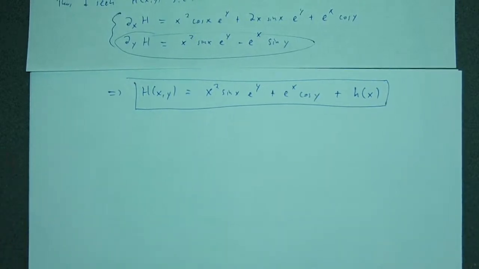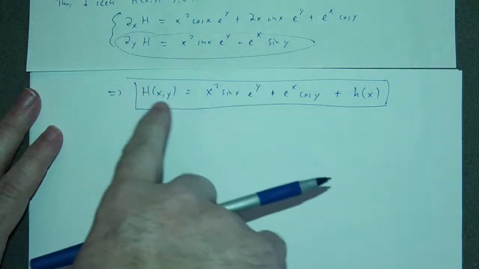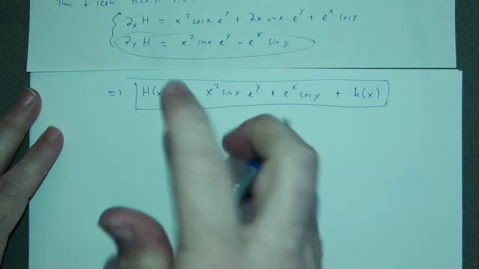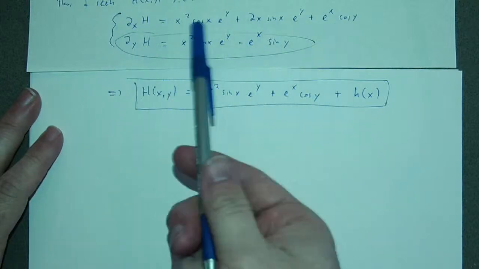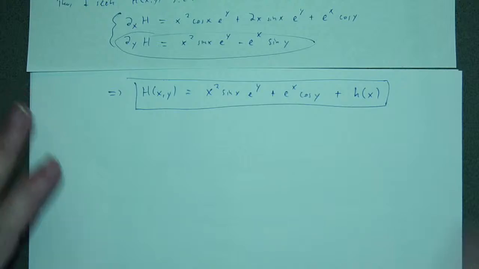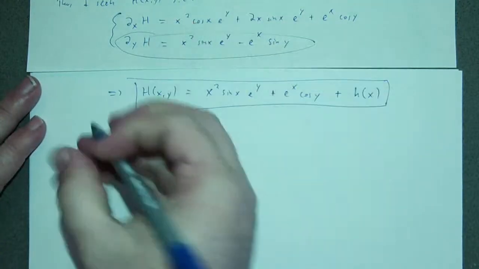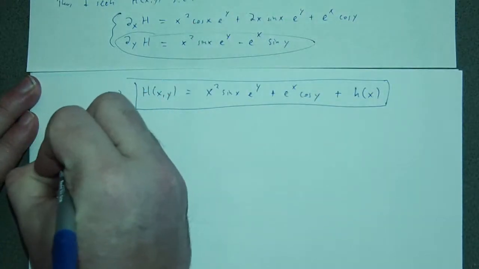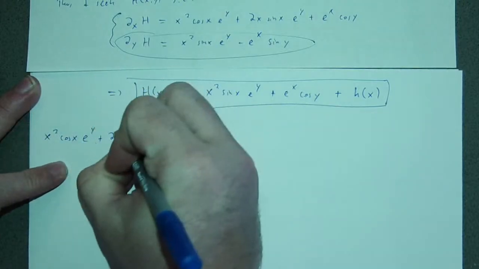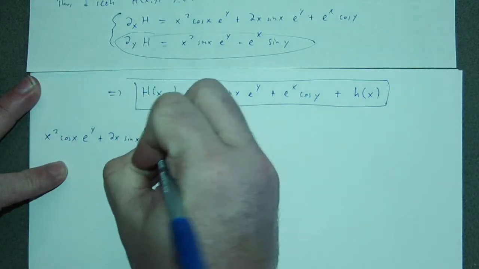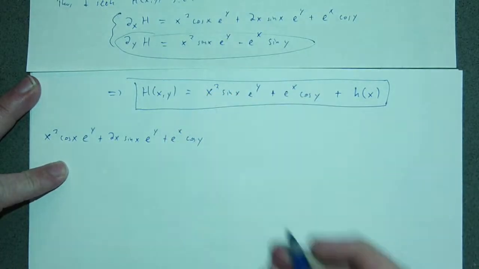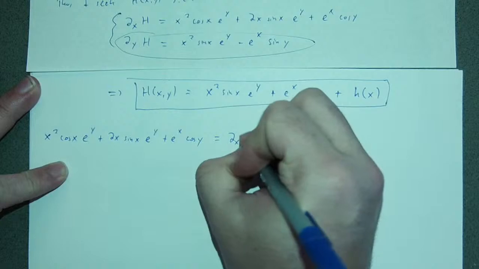So, I want to take the x partial of this thing and say, oh, well, I know that the x partial of this h has to equal this thing in the first equation. So that's what I'm going to use here. I'm going to do the thing that I always do. I have x squared cosine x e to the y plus 2x sine x e to the y plus e to the x cosine y. That is equal to the x partial of h.